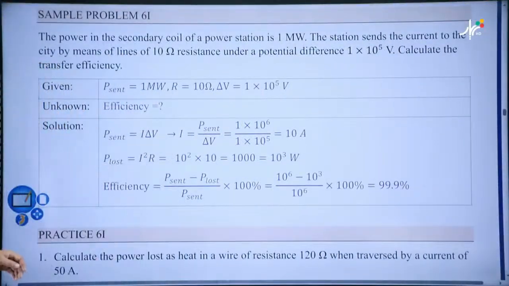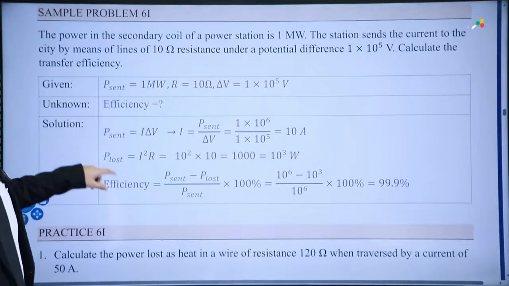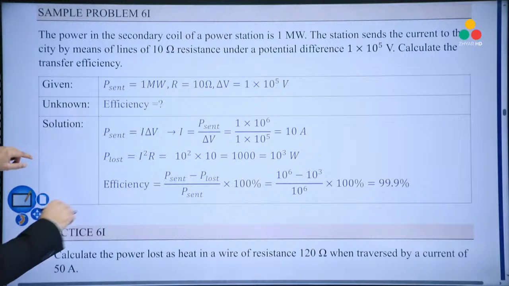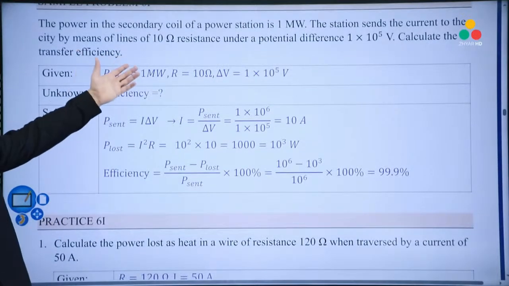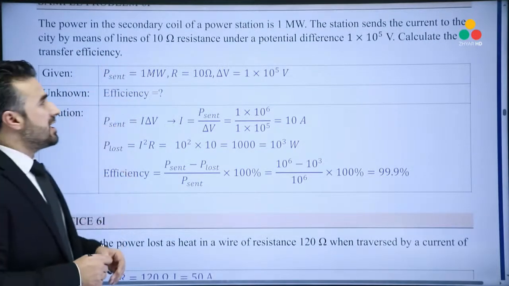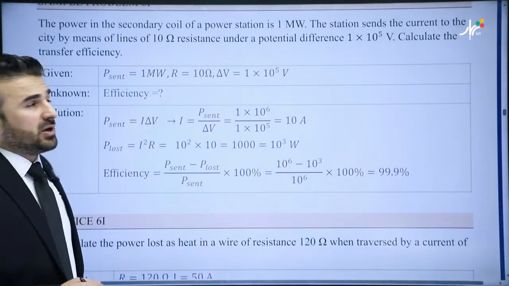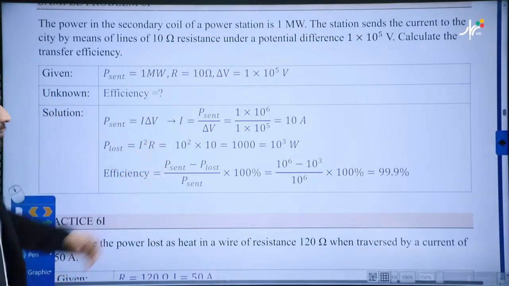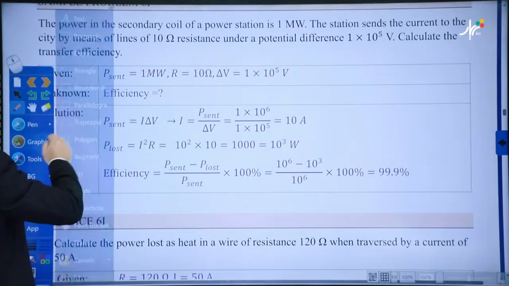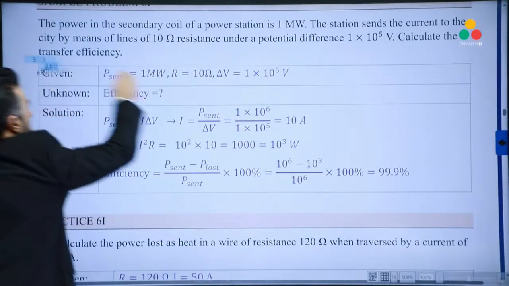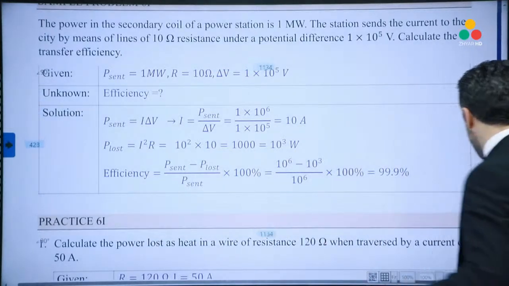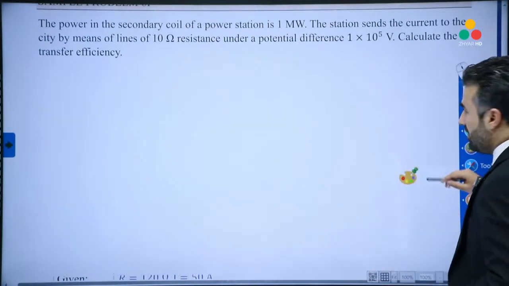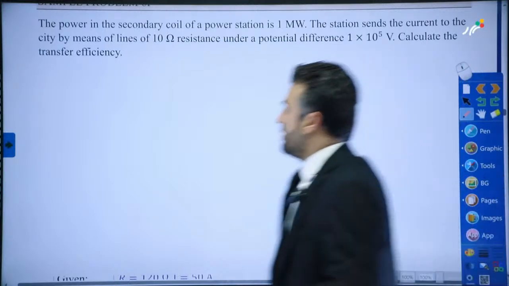It says the power in the secondary coil of a power station is 1 megawatt. Mega, that is 10 to the power 6. The station sends the current to the city by means of lines of 10 ohm resistance, under a potential difference of 1 times 10 to the power 5 volts. Calculate the transfer efficiency. So how do we approach questions like this? It's very important. So please take a look and let's do it together, hopefully, because by doing one or two questions, you'll just get the hang of it. So you will know how to do this.